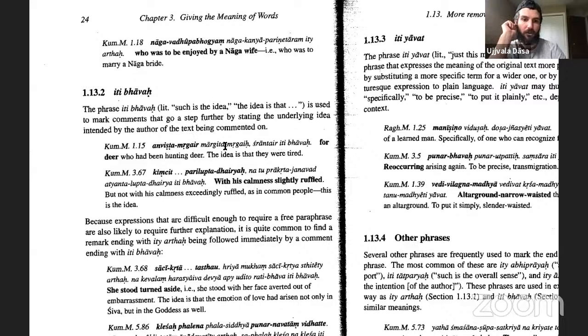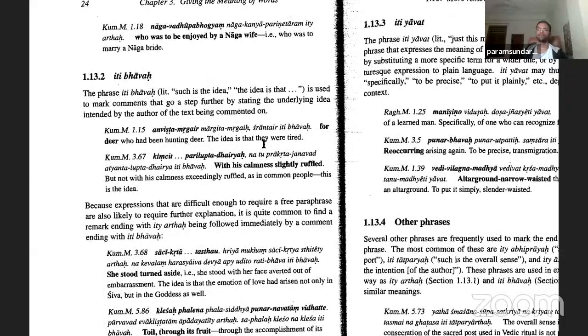For those who had been following deer, margita mrigahi, shrantayar iti bhavaha. So he's giving some idea that you couldn't normally get just by reading the terms, because it just says that they were following after deer, or who had followed deer. And the idea, the sense, iti bhavaha, is shrantaha, that they were tired. So that's how iti bhava is used.